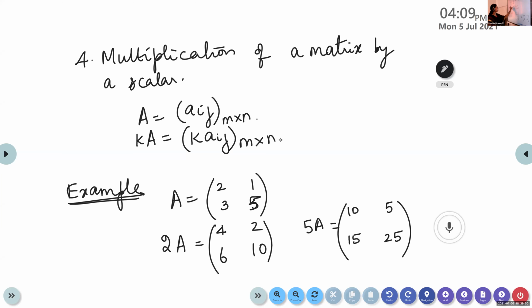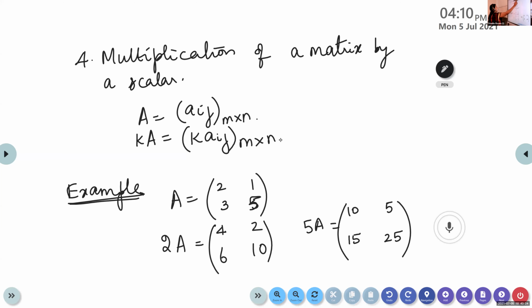If A is a matrix of order m by n, then KA is a matrix obtained by multiplying each entry of the matrix by K. So it will be the same as the matrix Kaij of order m by n. Order is m by n. Is it okay, children?